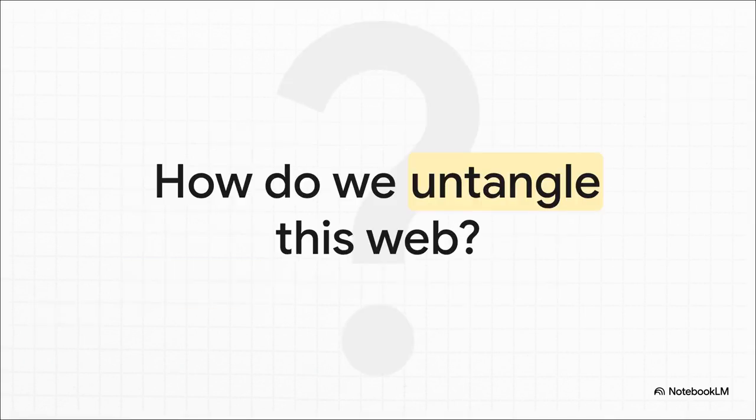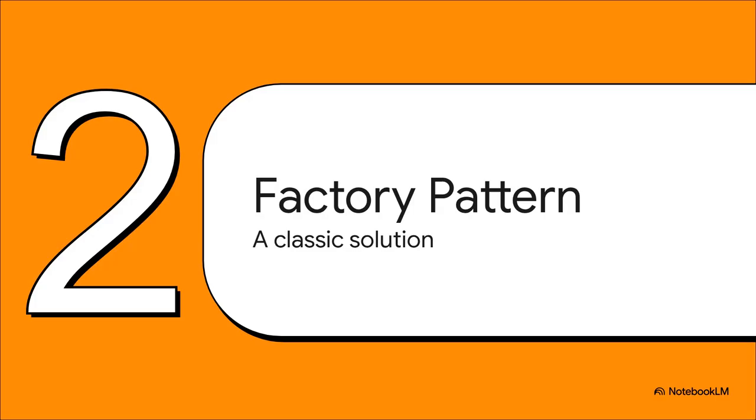So, the million-dollar question is, how do we untangle this web, right? How can we give our objects the things they depend on without basically hardwiring them together? This very question leads us to our first potential solution. So let's talk about a classic approach that's been around for a while, the factory pattern.